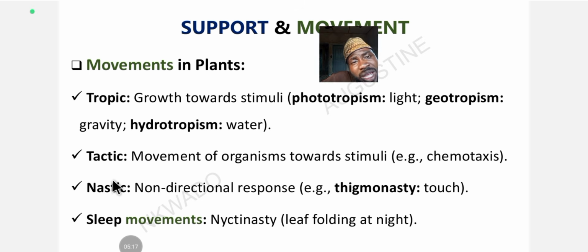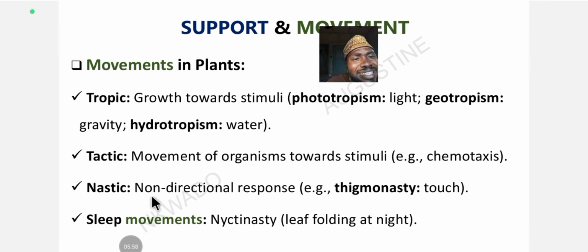The next we have here is the non-directional movement. These two movements are directional. Tropic is directional because there is a reference point. The tactic movement, or taxis, is also directional because there is a reference point: a movement towards a stimulus. This one is going towards the chemical or away from the chemical. This one is going towards light, or away from gravity, or towards water.